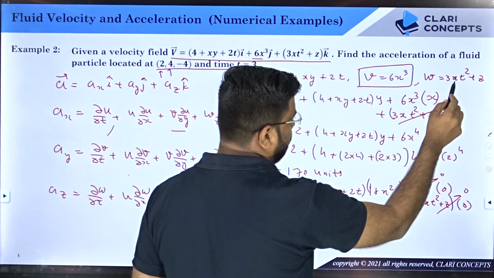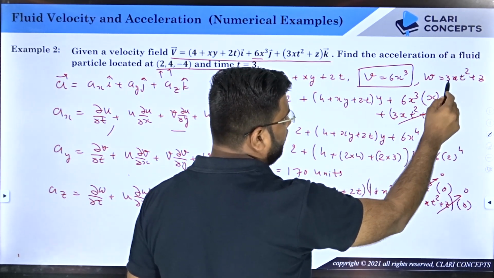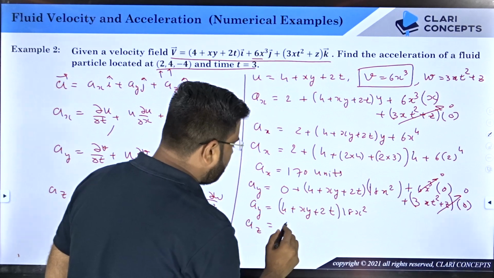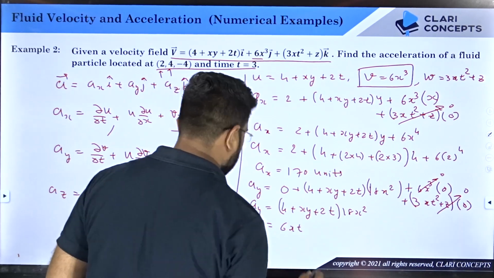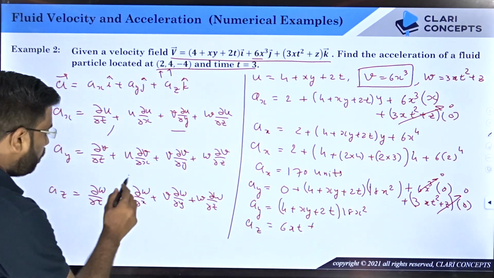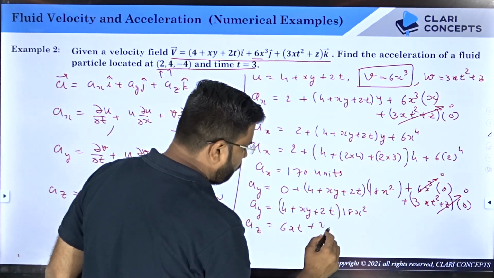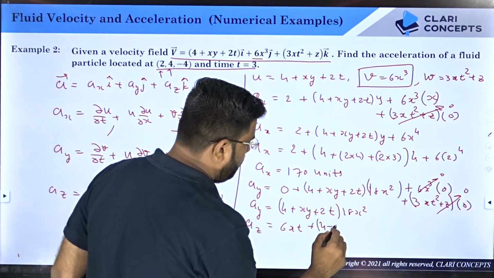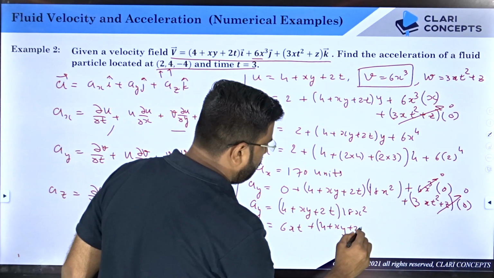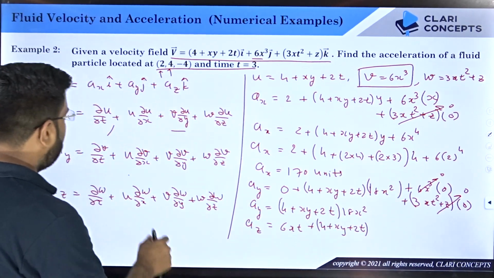3x t square, so 3x is constant, t square differentiation will be 2t. So 3x into 2t will be 6xt. Okay, plus u del w by del x. What is u? 4 plus xy plus 2t. Okay.